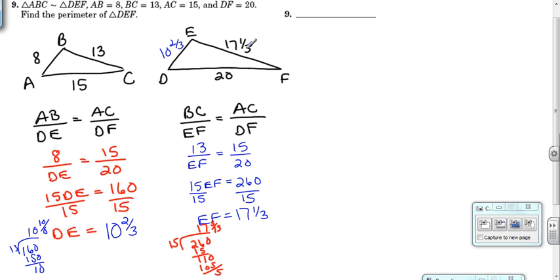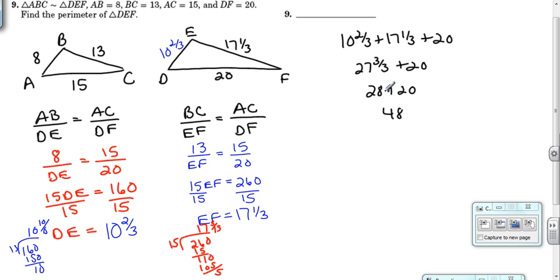So if I want the perimeter, I would add up 10 2/3 plus 17 1/3 plus 20. So 10 plus 17, that's 27. 2/3 plus 1/3 is 3/3. So that's actually 28, and 28 plus 20 is 48.